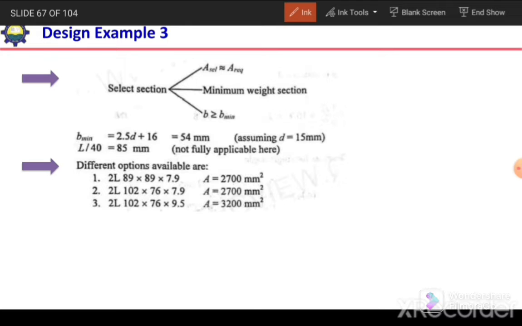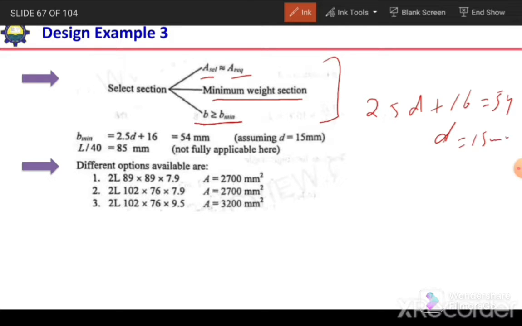Okay, once we have the required area, now we need to select the section based on these three criteria. Area selected should be nearly equal to or larger than the area required. We should go for the minimum weight section, and B, the connected leg dimension, should be more than B minimum. And B minimum, if only one leg is connected, will be 2.5 D plus 16, which comes out to be 54 when D is equal to 15 millimeter if we use 15 millimeter diameter rivets.